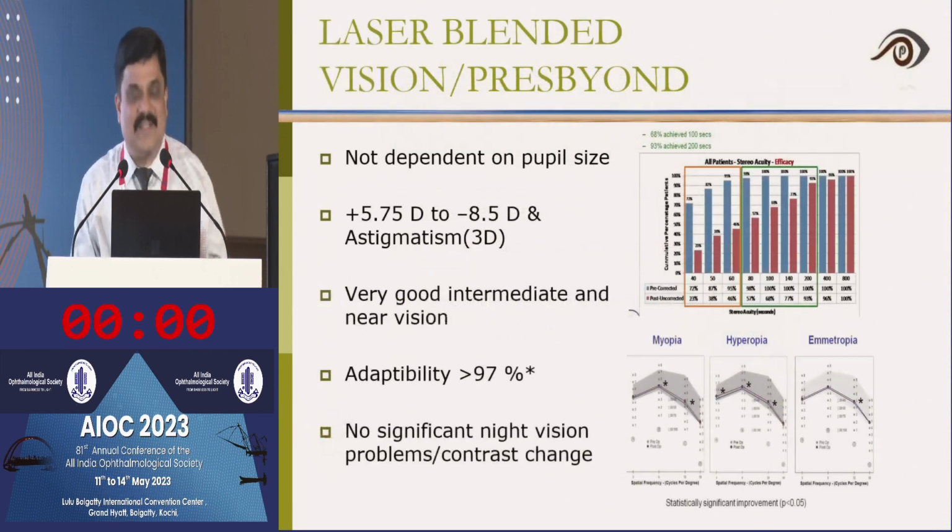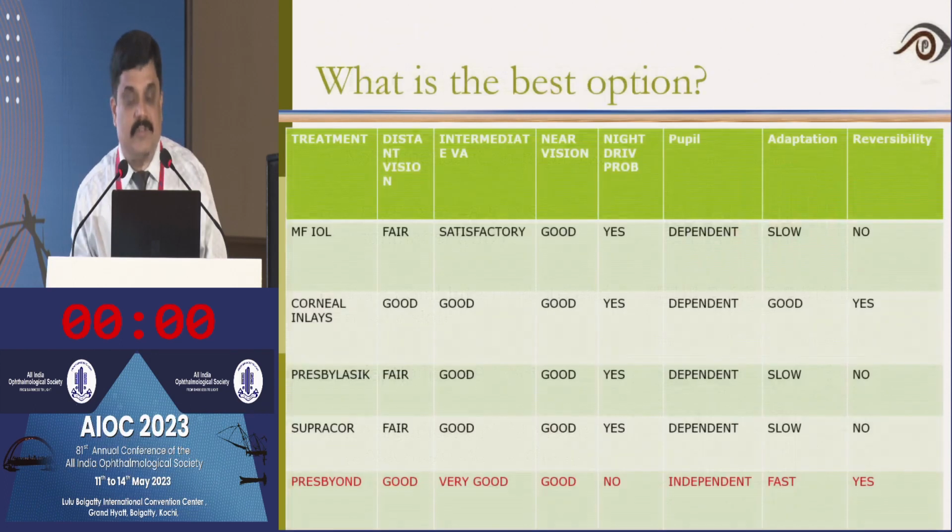Only a few patients take more time for longer adaptation. In the end, it depends on the people, not on the sample size. All our patients have very good intermediate and near vision. More than 97% of the patients adapt to this treatment.